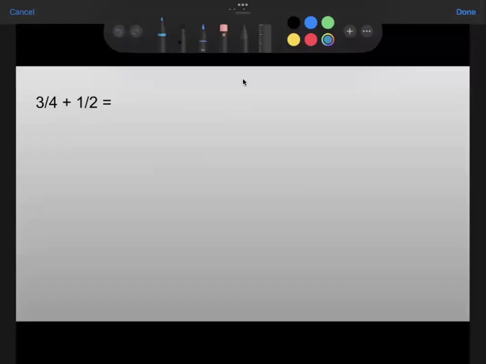Okay, here's our next one. It's 3/4 plus 1/2. Let's make it a little more interesting. Let's make that -3/4 plus 1/2. So let's do this. -3/4 plus 1/2. So again, I want the same denominator for these fractions.